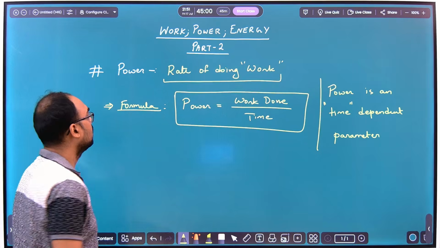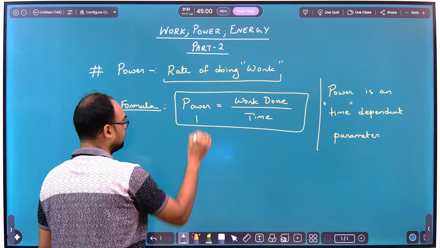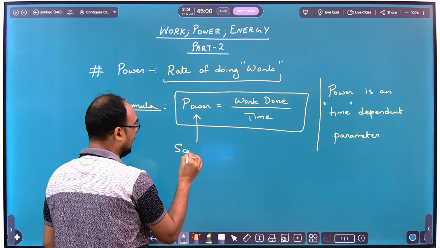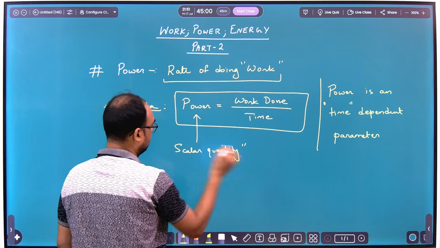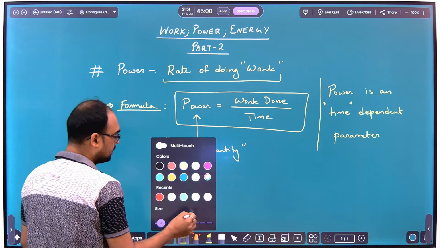Now power is a scalar quantity. Power is a scalar quantity.